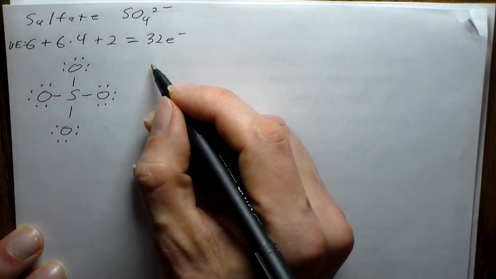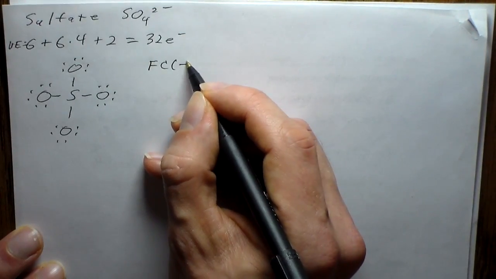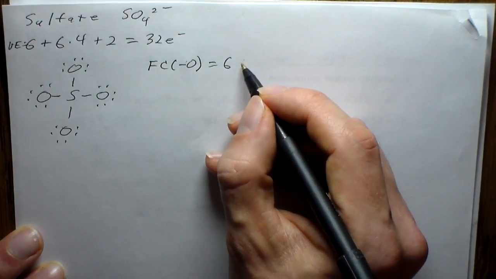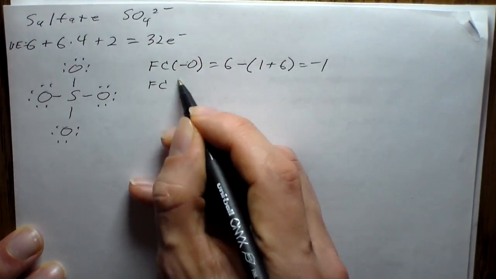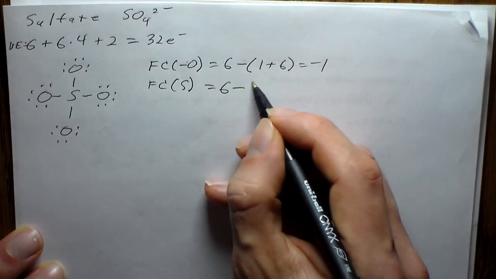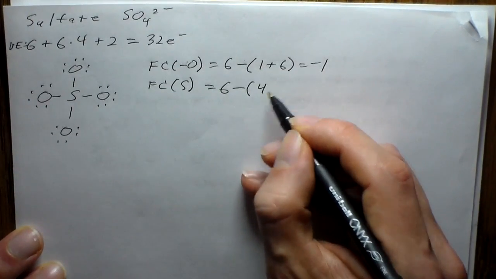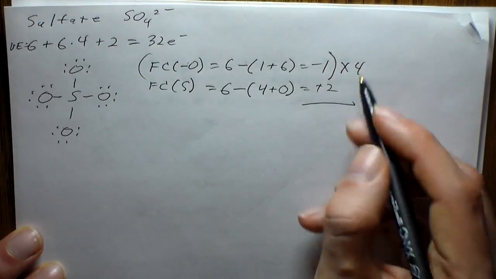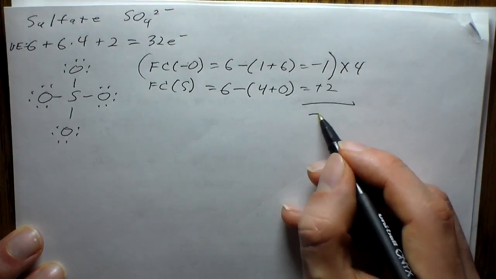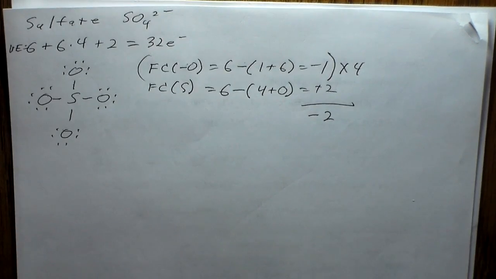Check all of my formal charges. On my oxygens, it's going to be 6 valence electrons minus my 1 line and 6 dots. It's going to be -1. Formal charge on my sulfur, again 6 valence electrons, and now 4 lines and no dots. And of course there are 4 equivalent oxygens up here. That's going to be a -4 plus 2, so it's going to be a -2 charge on that.